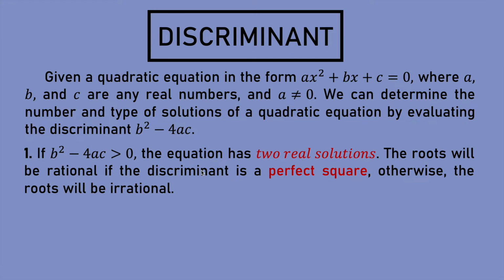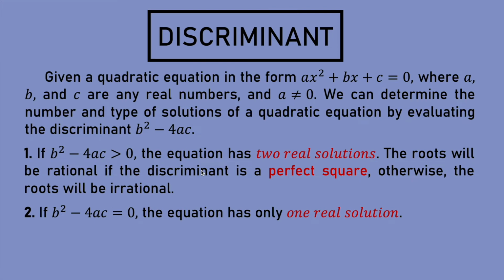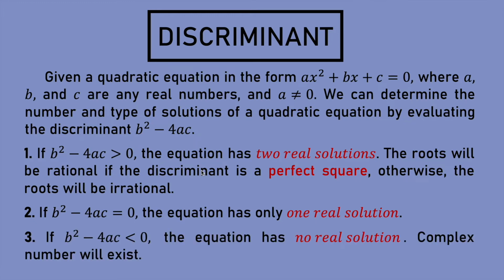Number 1, if your discriminant is positive or greater than 0, the equation has two real solutions. The roots will be rational if the discriminant is a perfect square, otherwise, the roots will be irrational. For number 2, if your discriminant is exactly 0, the equation has only one real solution. And lastly, if your discriminant is negative or less than 0, the equation has no real solution, and complex numbers will exist. Let's have an example.